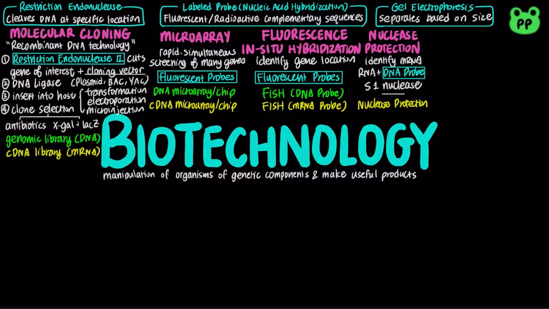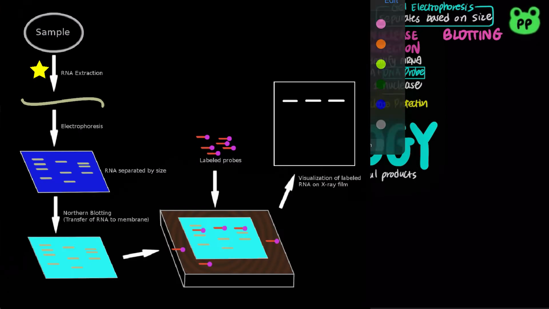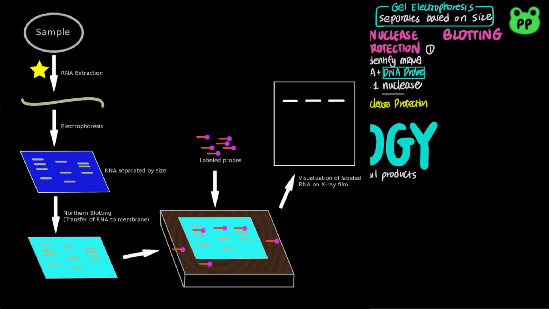Southern blotting or northern blotting combines gel electrophoresis of DNA or RNA fragments with nucleic acid hybridization to identify a gene of interest. First, restriction endonucleases cleave DNA or RNA strands into smaller fragments. Next, gel electrophoresis separates DNA or RNA fragments by size. The third step involves DNA or RNA transfer, known as blotting.